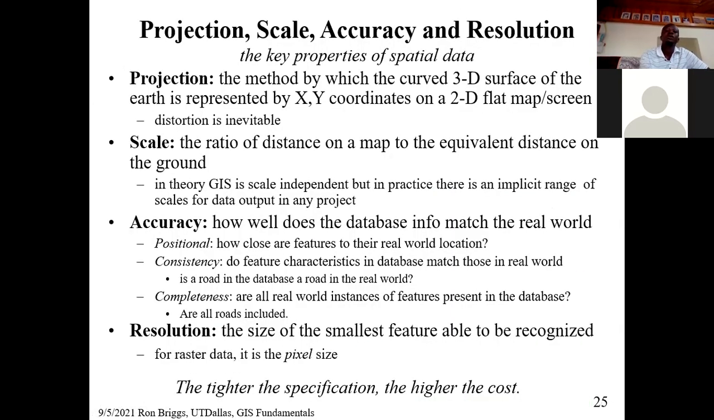Is that okay? All right, now projection, map projection, what we call projected coordinates, projection system, coordinate reference system. It actually involves projecting the round Earth onto a flat surface. The method by which the curved 3D surface of the Earth is represented by XY coordinates is called projection. The map scale is a ratio of distance on the map to the equivalent distance on the ground. This one we should know.